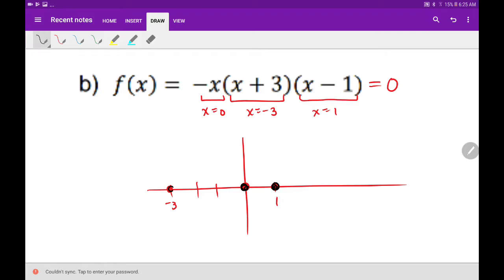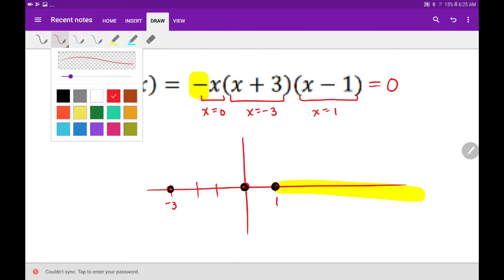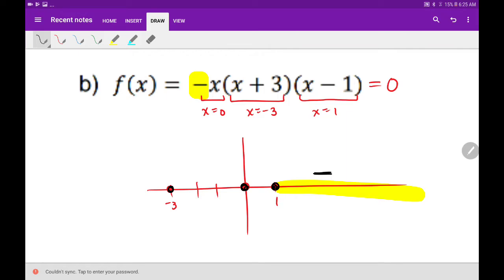Okay. So now we're going to start labeling positives and negatives starting on the rightmost section. So remember, to the right, it must match the sign out in front. Since there's a negative out in front, our graph is starting negative, or below the x-axis.